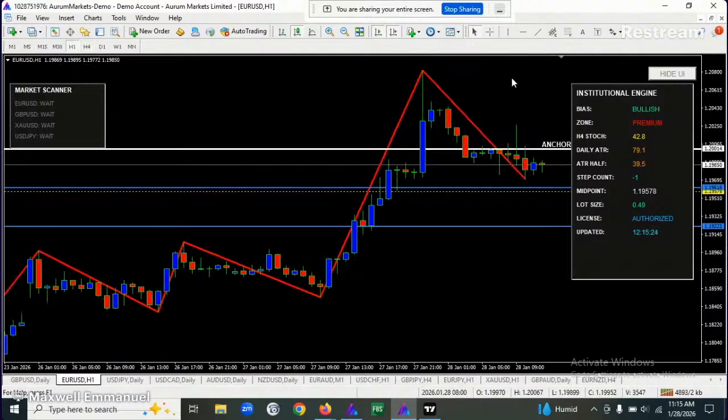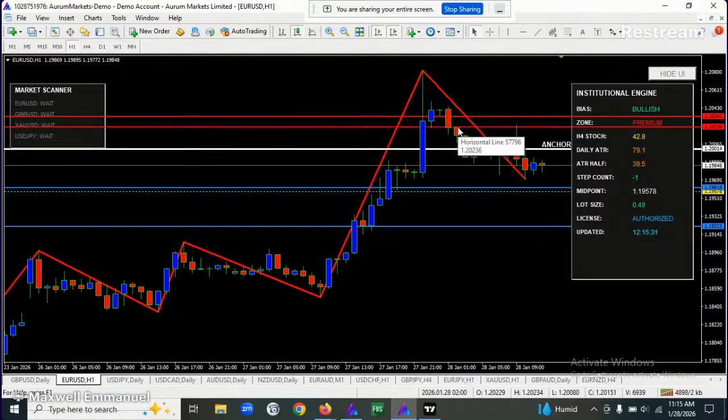So you can see here it has created a fair value gap. So this is where we will be looking for our sell opportunity tomorrow, after the bias changes from bullish to bearish. I hope that is clear.